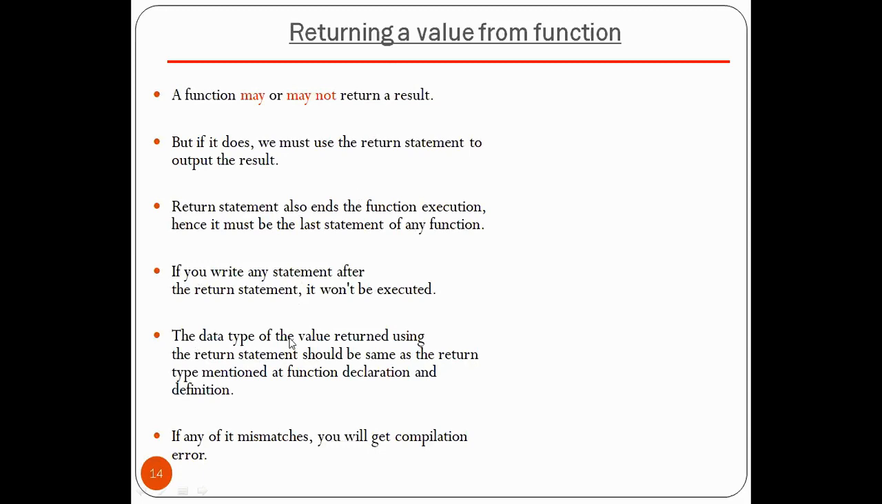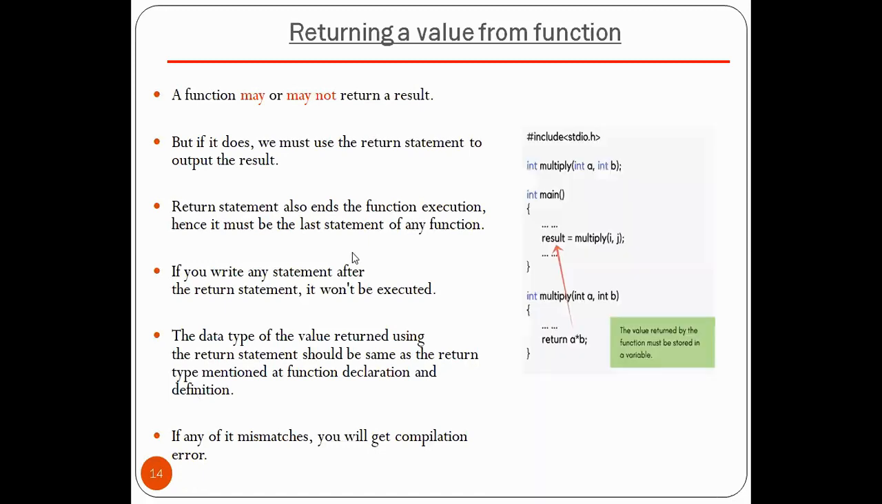The data type of the value returned using the return statement should be the same as the return type mentioned at function declaration and definition. So the return type should be the same. If it is returning some integer value, then in both declaration and definition you have to write int. They should be the same. If they are not the same, then there will be a compilation error. So look at this. In this example, we have integer, that means it is returning some value.